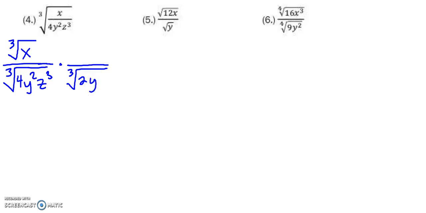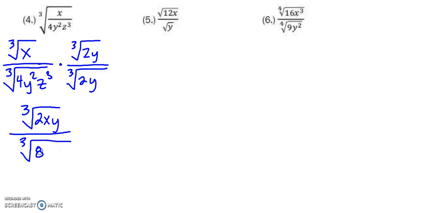And I already have a group of 3 z's, so I don't need to multiply any z's in there. So I'm going to multiply the denominator by the third root of 2y. I'm going to do the same thing to the numerator. And now we'll simplify. The numerator becomes the third root of 2xy. And the denominator becomes the third root of 8 y to the third, z to the third.